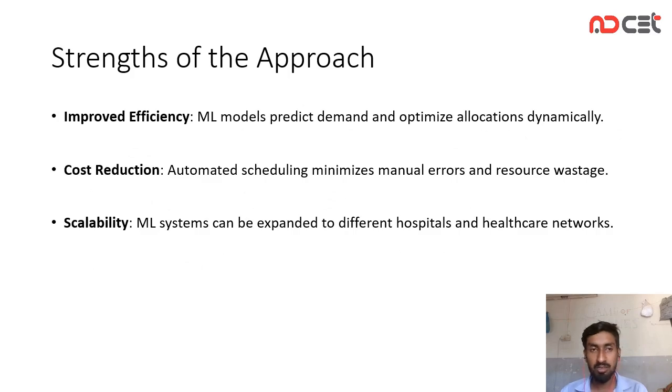Next we see the strengths of the approach. The first one is improved efficiency. This means ML models predict the demand and optimize allocations dynamically. The next benefit is cost reduction. Automated scheduling minimizes manual errors and resource wastage. And the last one is scalability. ML systems can be expanded to different hospitals and healthcare networks.